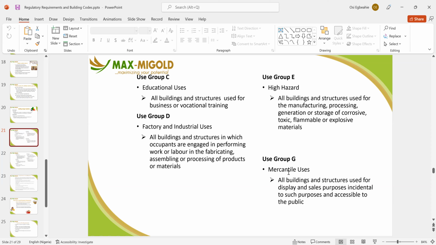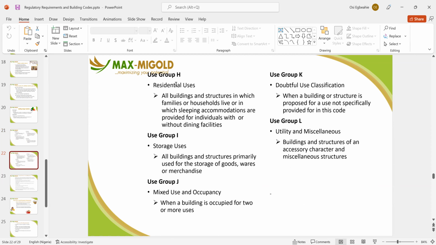Then you have category G. We talk about the mercantile uses. All buildings and structures used for display and sales purposes, incidental to such purpose, and with access to the public. This is where you have shopping malls and all that, and that's where you have the classification of G. You have classification H. H has to do with residential buildings, residential use. All buildings and structures in which families or households live, with sleeping accommodation. This is just for residential.